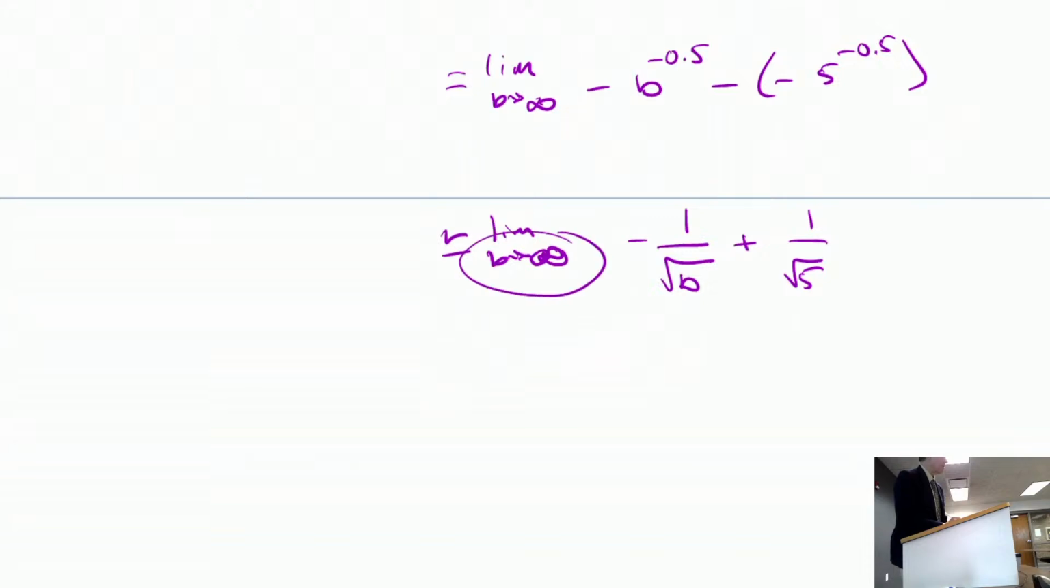And if you let that number be so big that it is infinity, it grows without bound, then this fraction will shrink without bound to 0. So this will be 0 plus 1 over radical 5. 1 over radical 5 would be my answer.